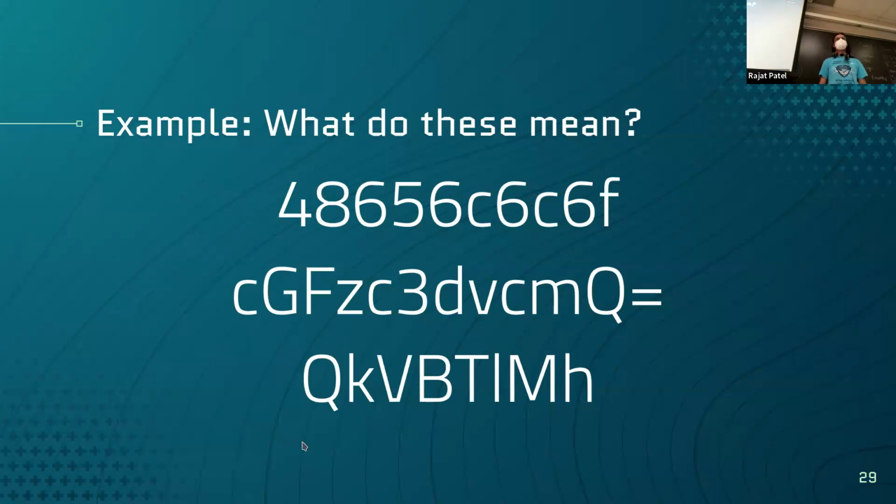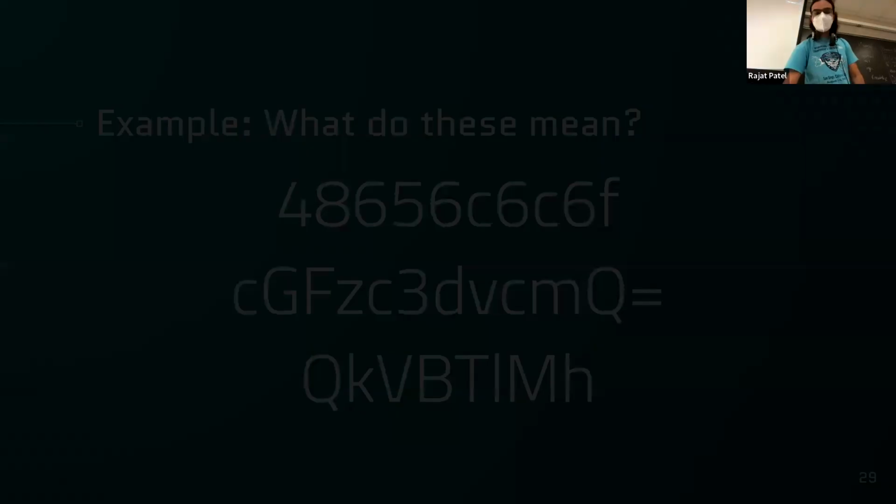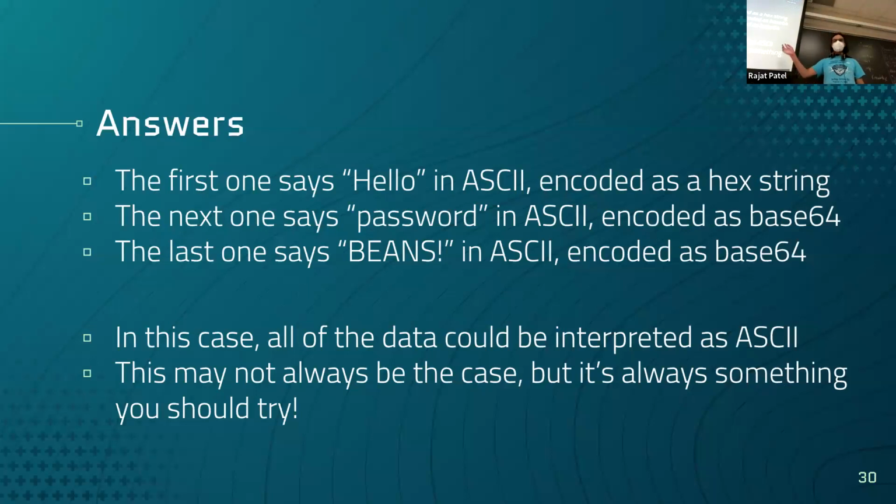All right. So does anyone want more time for this? All right, so the solutions. The first one says hello in ASCII. It's encoded as a hex string. The second one says password in ASCII. It's encoded as base64. And the last one is beans in ASCII, also encoded in base64. So in this case, all of the data could be interpreted as ASCII. None of them were images or sound files or anything, but this might not always be the case, but it's always something you should try to see if it's ASCII.